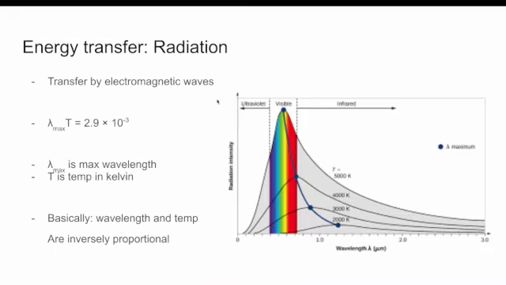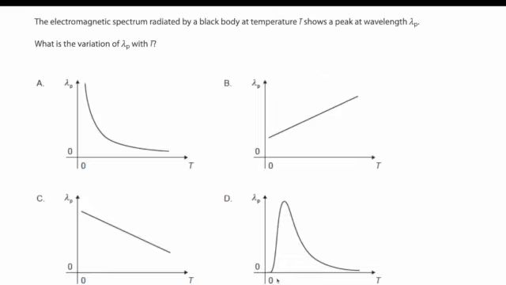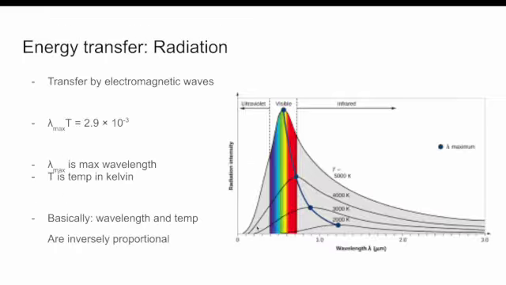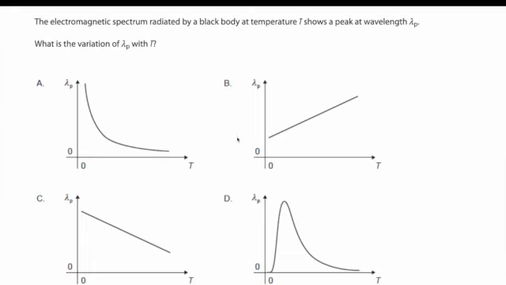Now, looking at this, you might be tempted to say, oh, it's option D because this looks exactly like this. But you'd be wrong, because this, if you look carefully, is wavelength and radiation intensity. But we're not looking for intensity here, we're looking for temperature. So D is just meant to throw you off. It's either A, B, or C.